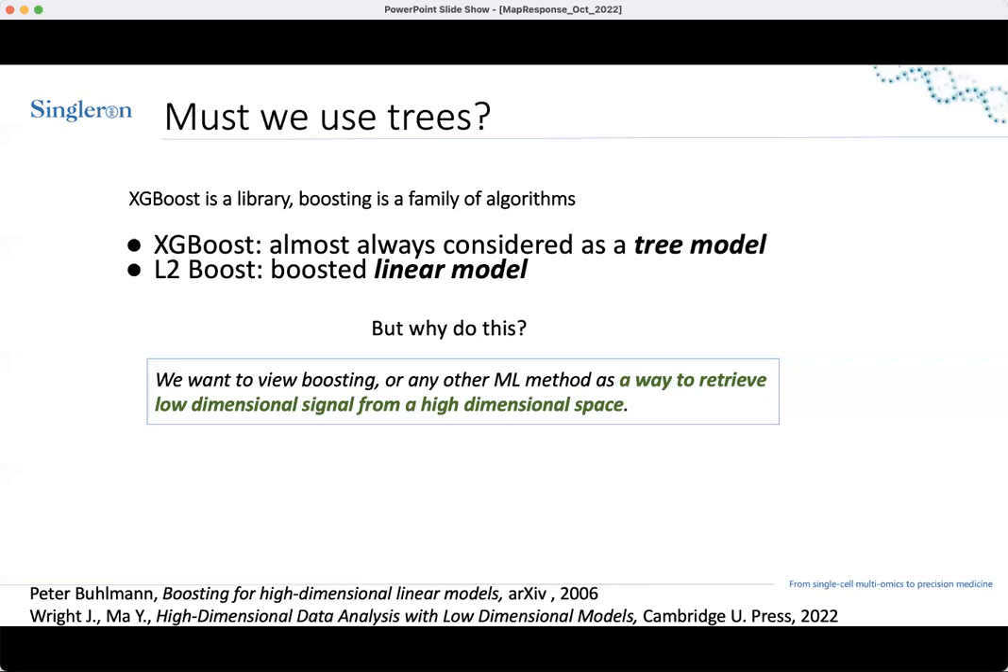However, XGBoost is just a library. There's a family of algorithms here that are actually available. And so one that we think is particularly useful for single cell data is L2 boosting, which is essentially a boosted linear model. And the question would be, why would you do that versus a tree model?